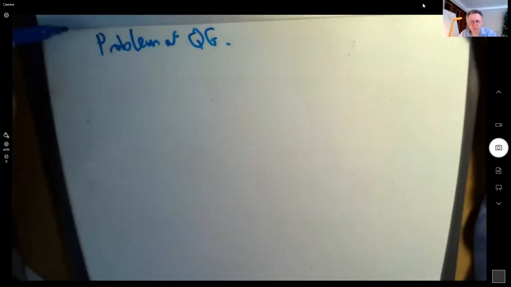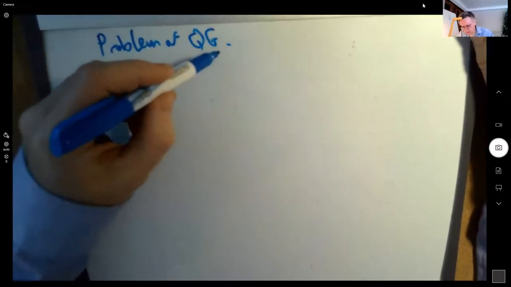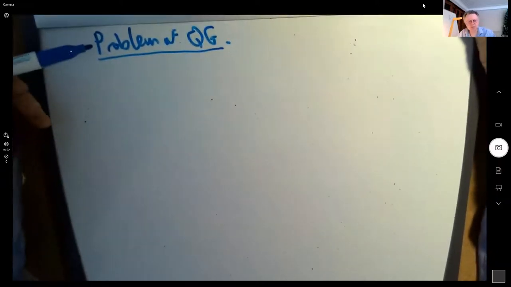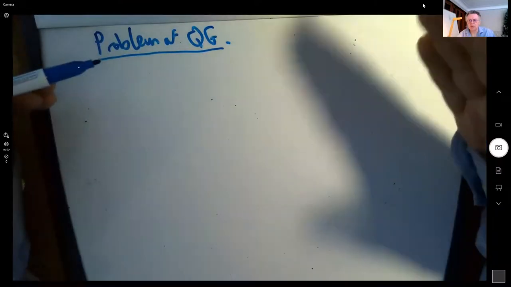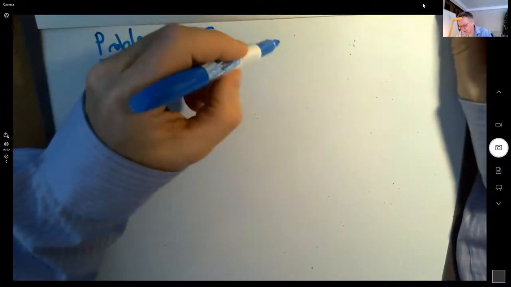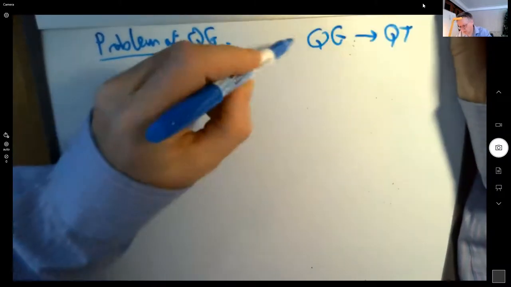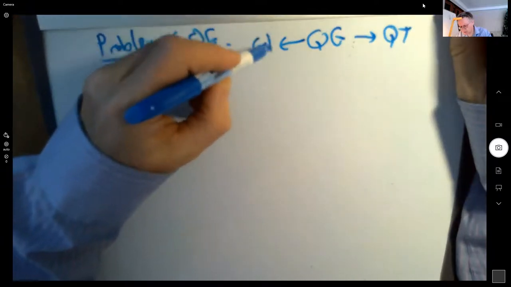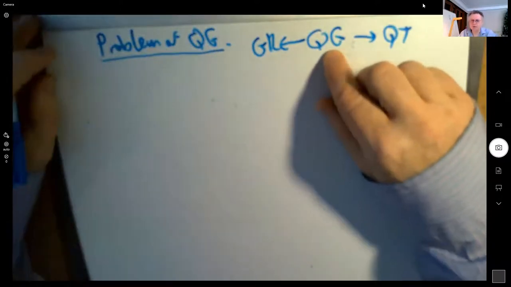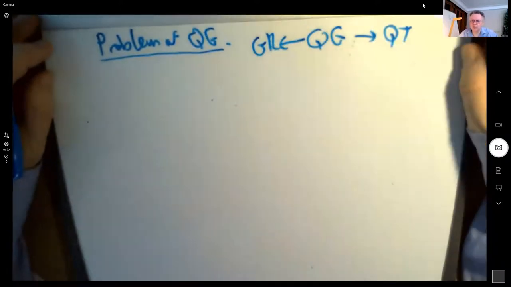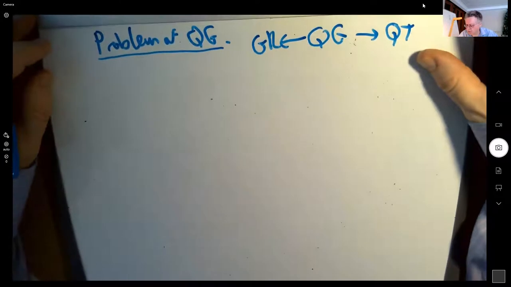So let me just talk first of all about the problem of quantum gravity. The problem of quantum gravity is to find a physical theory that reduces in appropriate limits to quantum theory on the one hand, and to general relativity on the other hand. So this physical theory could be something which is much more general than either of these two theories, but it has to have the property that it reduces to them in some limit of the theory.